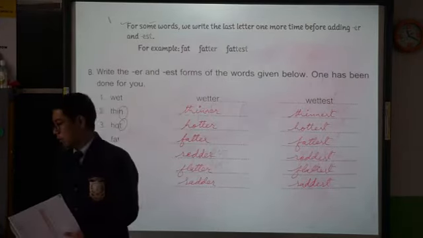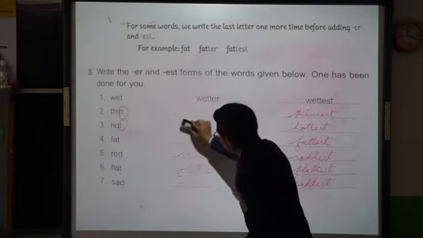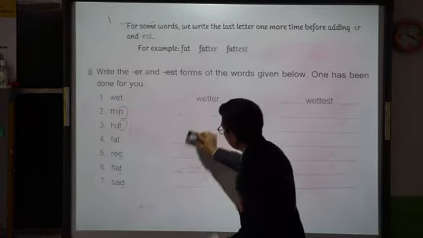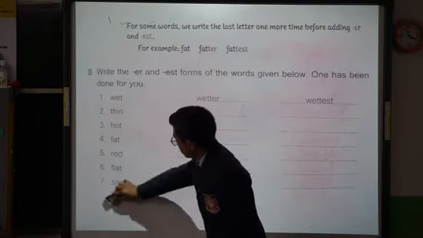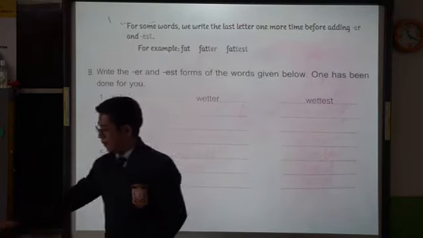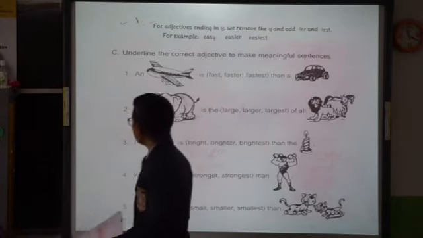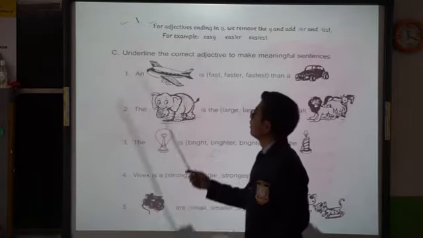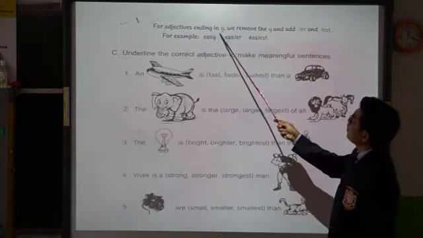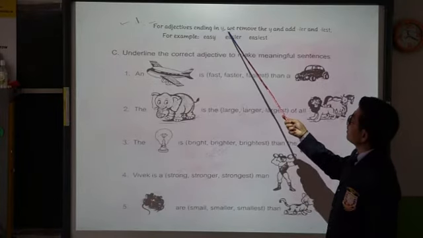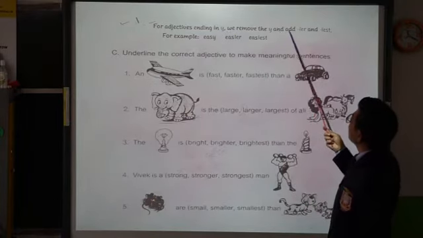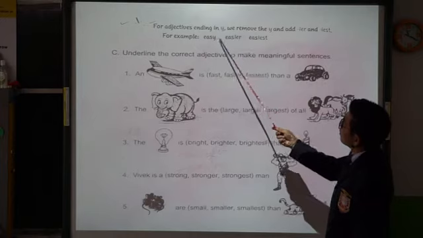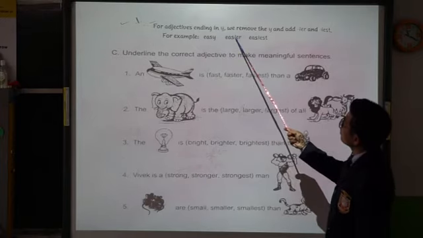Now move on to the next. Let's see what is there on your next page. In this picture, what is it saying? Read this one. For adjectives ending in Y, we remove the Y and add IER and IEST. For example, easy. So we remove Y here. Easier, easiest.